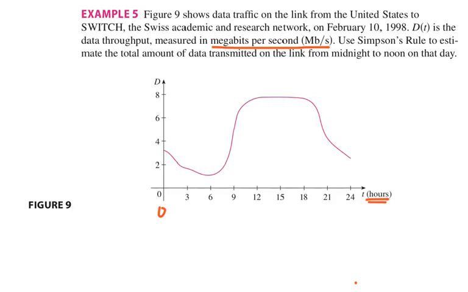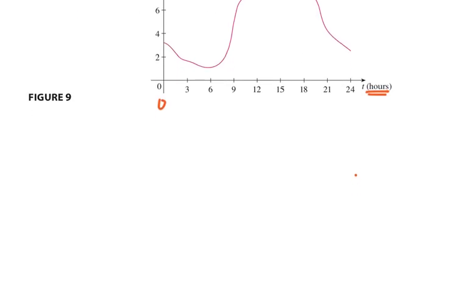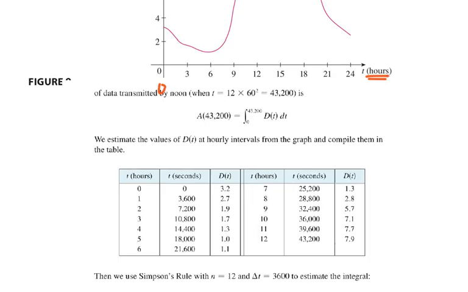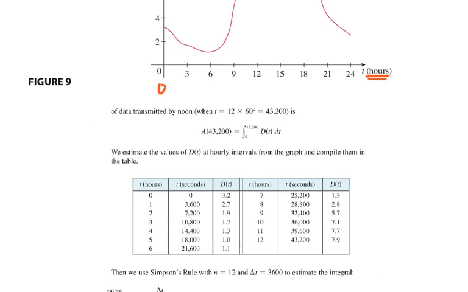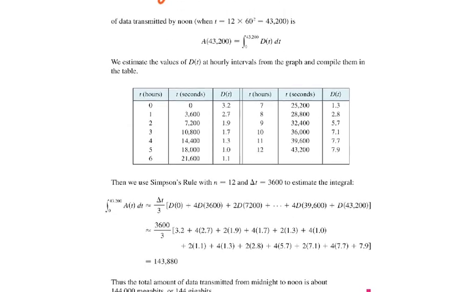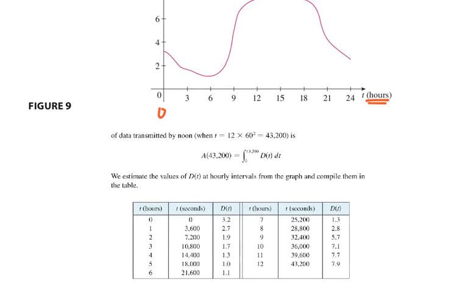So they took the data that was given to them and they gave us a table. So here we see the total amount of data transmitted by noon is this number. And here at the bottom of the screen, you can see that they gave us this table where here we have hours, which are not important. We need seconds. So we have seconds, and then we have the amount of data transferred.